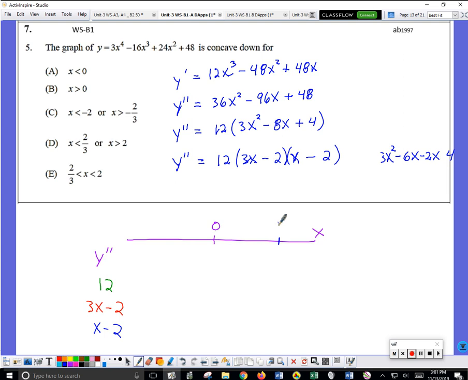I want to spread things out a little bit. So here's x equal 2. There's a 0 there. x equal 2/3. There's a 0 there. Doesn't matter what x I'm using, 12 is just going to be 12. If I plug in an x equals 0, this would be negative. Therefore, for all of these different x's, this factor of y double prime is negative.